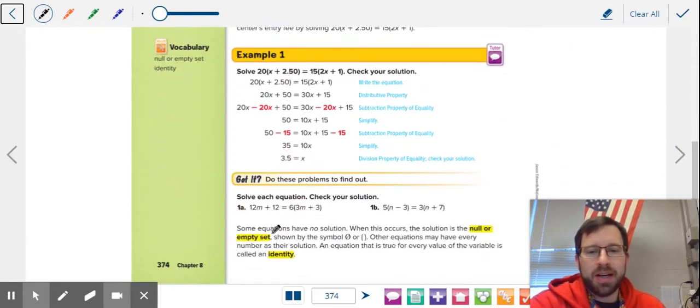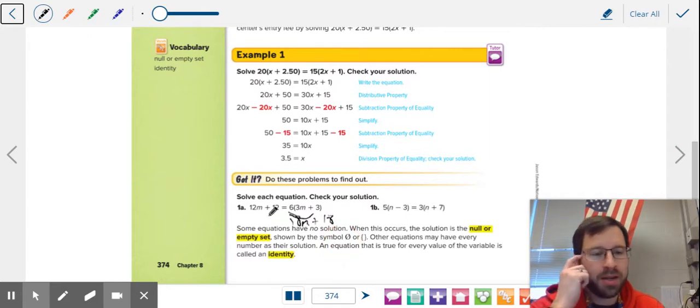So today we're looking at equations with variables on both sides with parentheses. Something you need to do here that we haven't done in the past is we have to distribute. So when we're doing this, we have to make sure that we distribute properly. So 6 times 3m is 18m. 6 times 3 is 18.